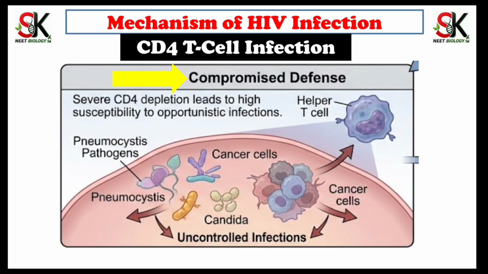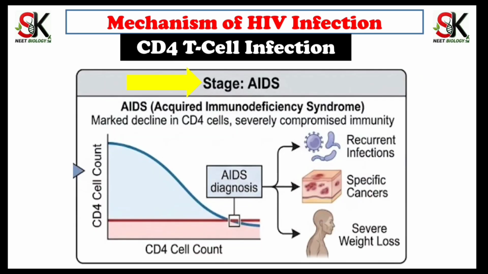All this immune dysfunction lastly ends up in the development of AIDS. When immune function is severely compromised because of marked decline in CD4 cells, the individual develops acquired immunodeficiency syndrome. At this stage, recurrent infections, certain cancers, and severe weight loss are common.